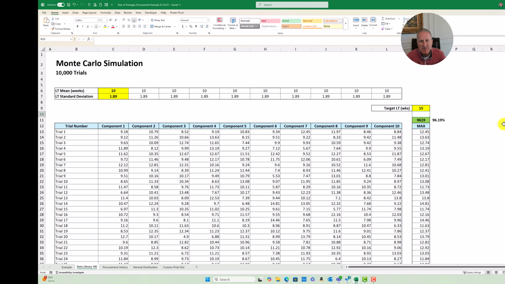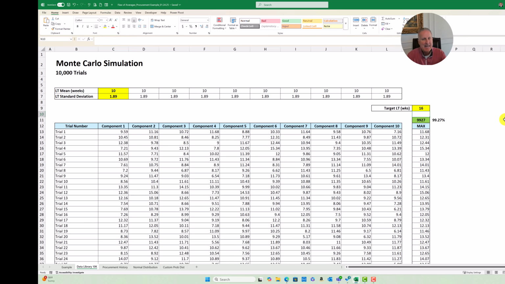So if you give me 15 weeks for the product to get in, I'm going to need one more week to complete this into a finished good. So I would need 16 weeks total. I'm pretty comfortable, but let's just see what if I went one more week just to make sure. 99.3%. I'm really comfortable with this.